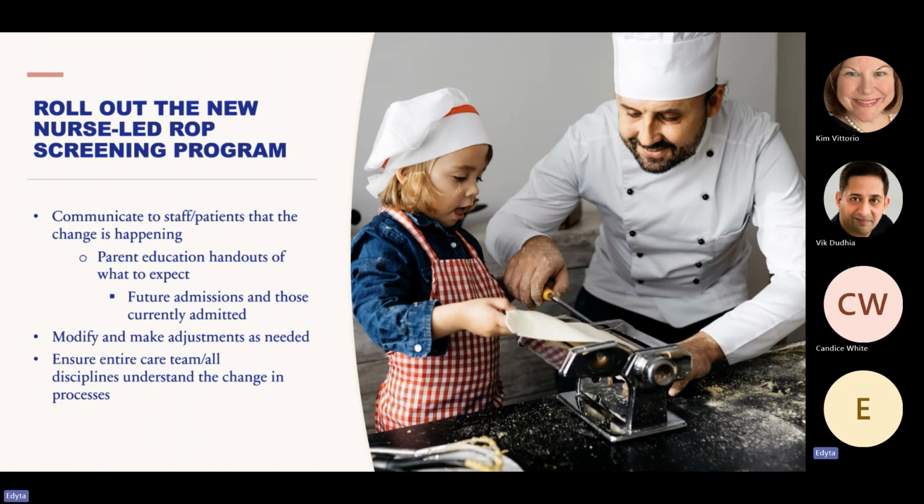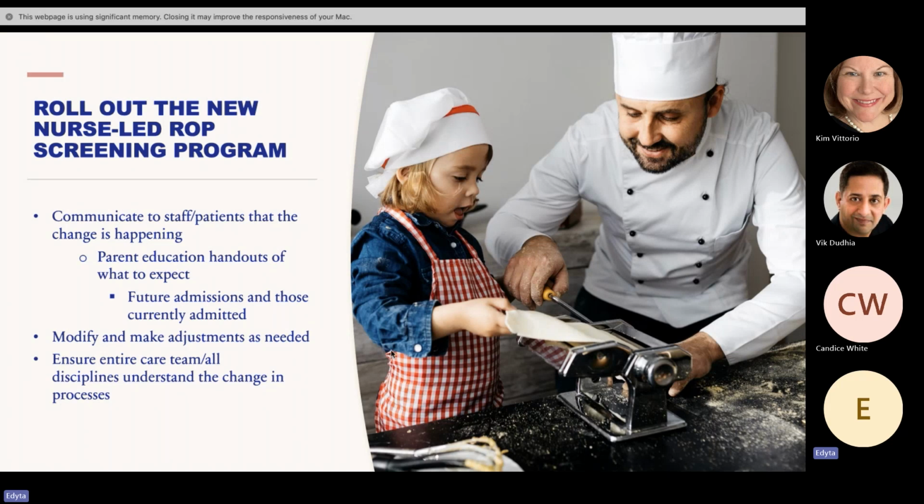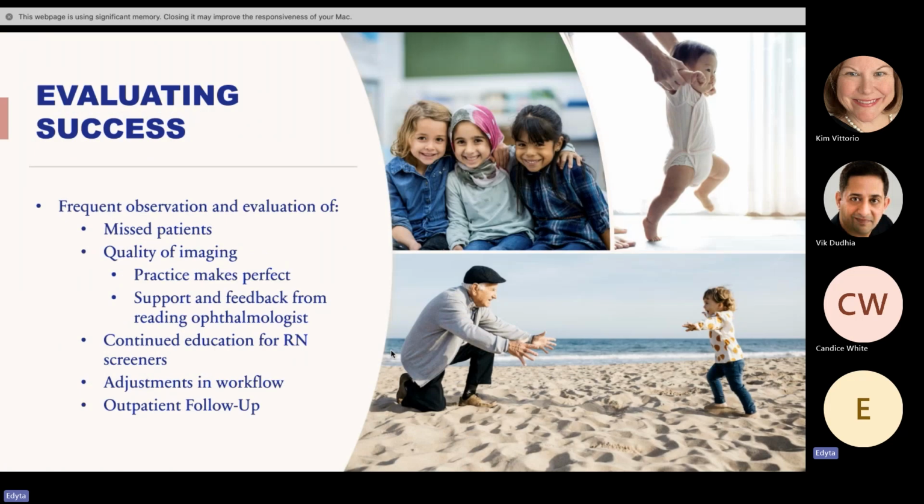So you might want to create a parent handout. That's what we did, that we provided to patients that were already in the hospital. We provided them with a handout so they knew what to expect, as well as another handout for future admissions that was included with our admission packet, so that going forward, when patients were admitted, they understood what ROP was and what the process of following for that was. And then as your program is rolled out, you're going to modify and make adjustments. It's never going to be perfect on the first try, but you just need to be flexible and kind of roll with the punches. And then again, ensure that your whole care team is on board and that they understand what's going to go on in the change process.